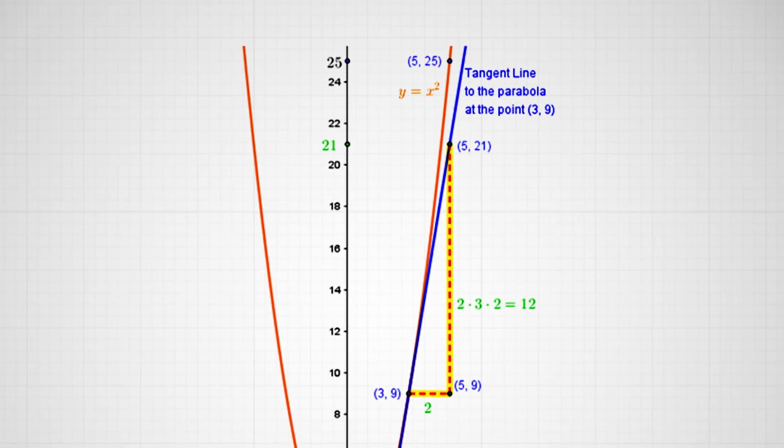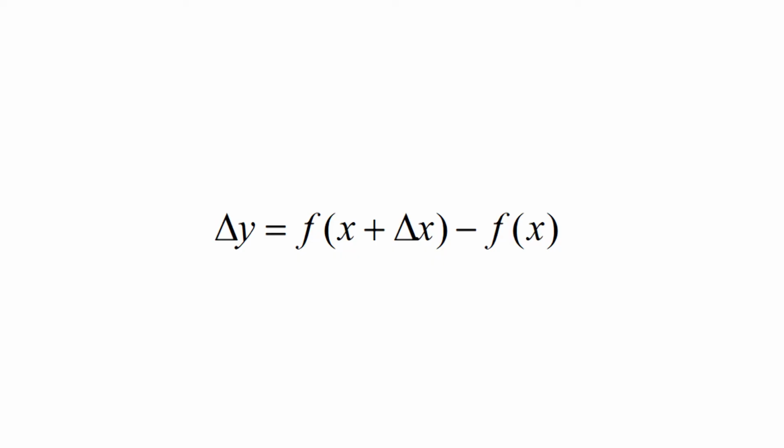At the same time, a change in 2 units along the x axis changes the point (3, 9) to the point (5, 5 squared), which is equal to (5, 25) along the parabola. For a given function y is equal to f of x, we define delta y is equal to f of x plus delta x minus f of x to denote the signed change in y from its value at some initial number x to its value at a new number x plus delta x.